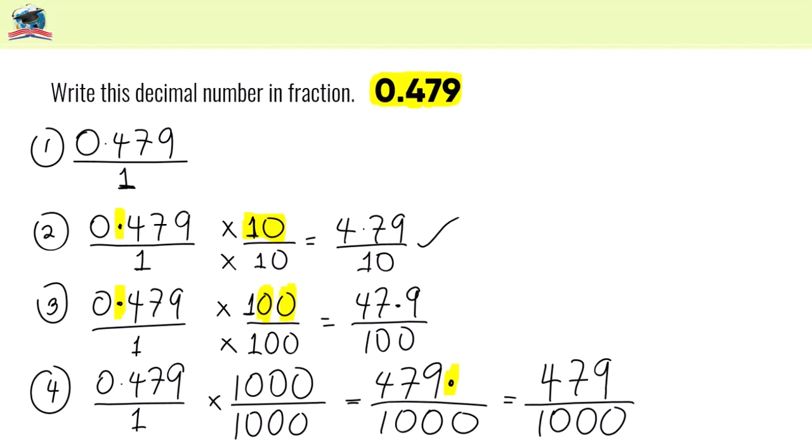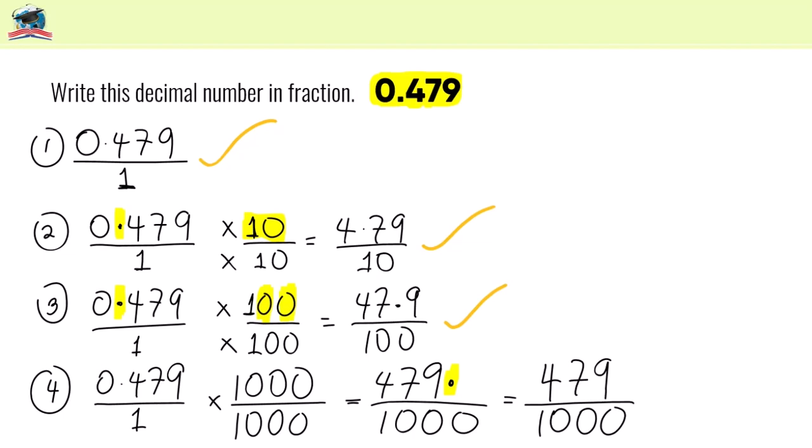So the first one here, we just added a 1, so that is sorted there. The second one, we multiplied by 10, and that gave us 4.79 over 10. That's the second one here. And the third one, we multiplied by 100. So we could see that the decimal point moved 2 places to the right. Now it's in between 7 and 9. Beautiful. And then the next one, we multiplied by 1,000. The decimal point moved 3 places to the right.